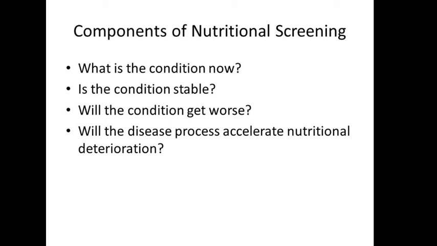And will the condition worsen? That relates to whether the person has any disease or acute illness. Based on that, whether his condition will be normal or recover, or whether it may worsen or not. And the last is, will the disease process accelerate the nutritional deterioration? For example, when he is admitted to the hospital, because of hospital procedures or medications or medical and surgical operations, whether his disease process will accelerate the malnutrition or not. So these 4 components should be included in a screening tool.